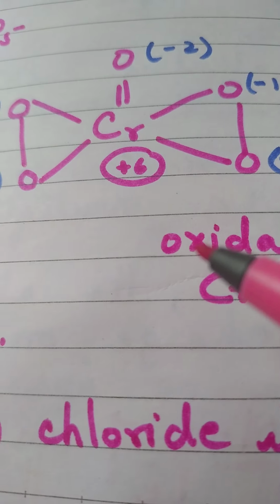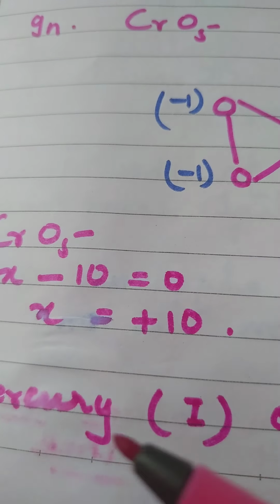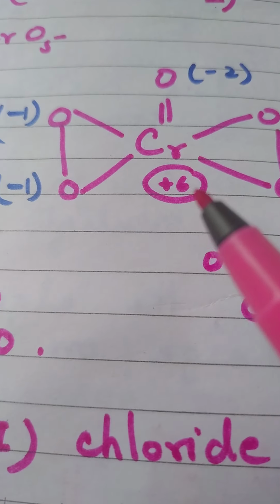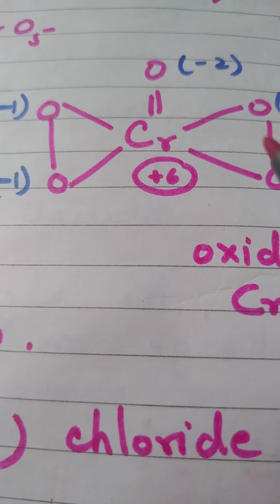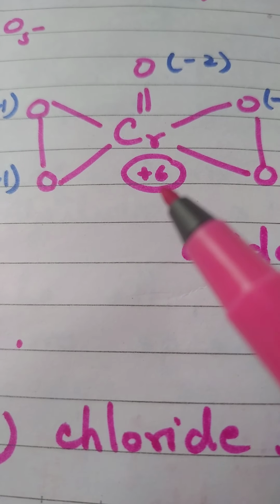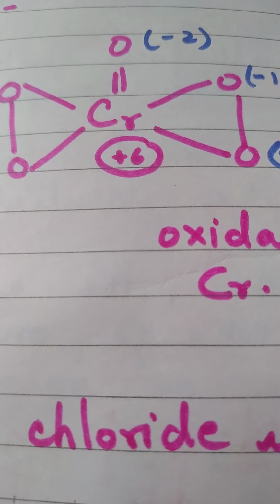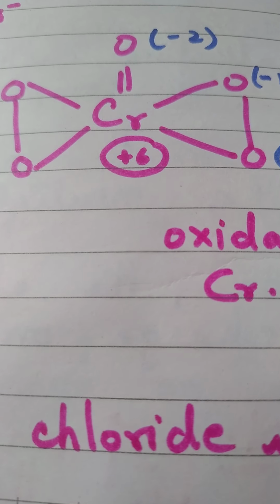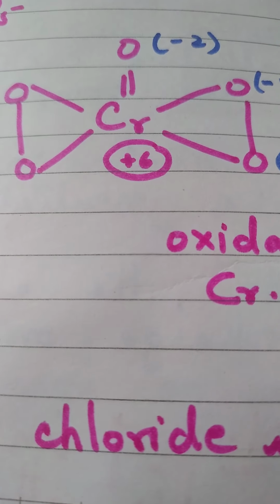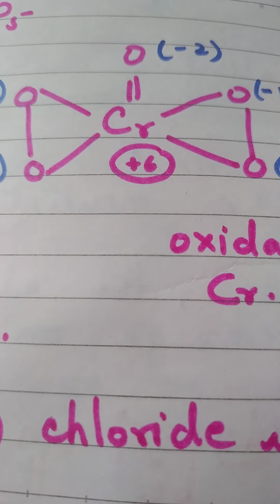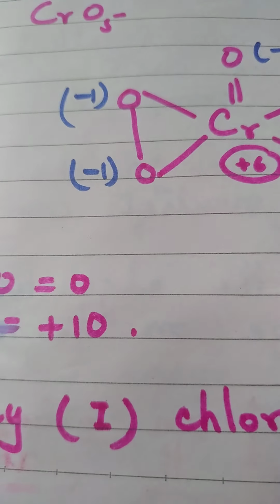This is the butterfly structure. Alright, now I can say that for calculating oxidation state, the structure of the compound should be taken into account. It is a more reliable method for calculation of oxidation state.